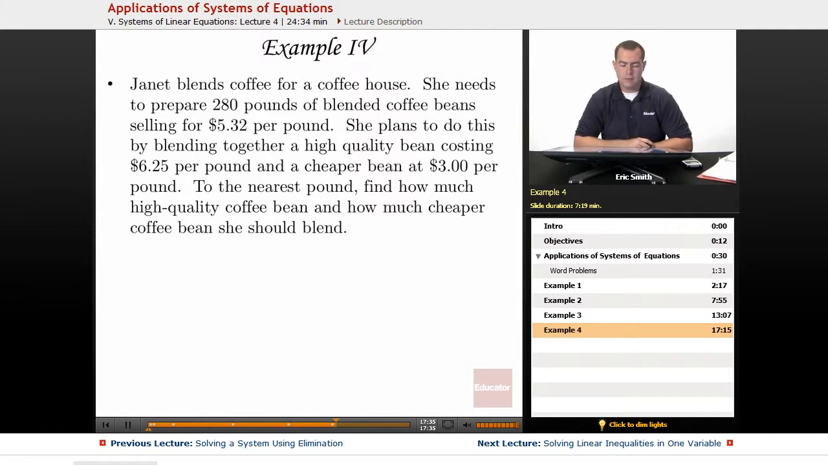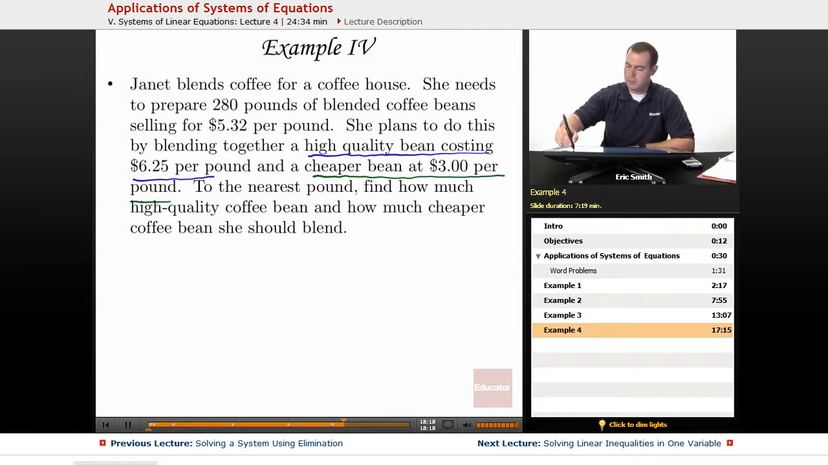So in this problem, I have Janet that blends coffee for a coffee house. And what she wants to do is she wants to prepare 280 pounds of blended coffee beans and sell it for $5.32 per pound. And the way she plans on making this mixture is she's going to blend together two different types of coffees. She's going to blend together a high quality coffee that costs $6.25 per pound. And she's also going to blend together with that a cheaper coffee that only costs $3 per pound. So the question is, to the nearest pound, how much high quality coffee bean and how much cheaper quality coffee bean should she mix in order to get this blend?